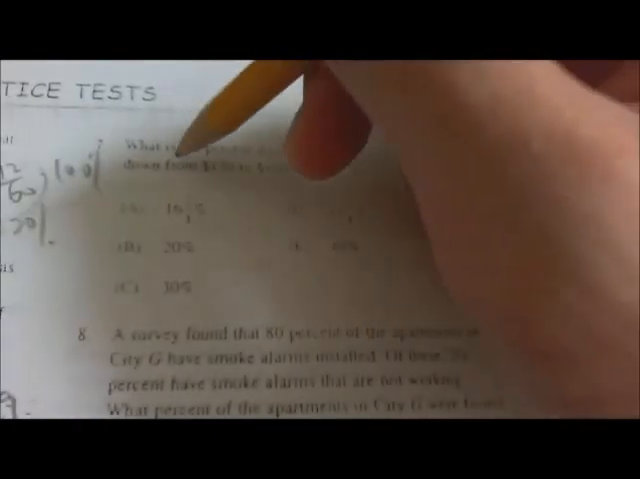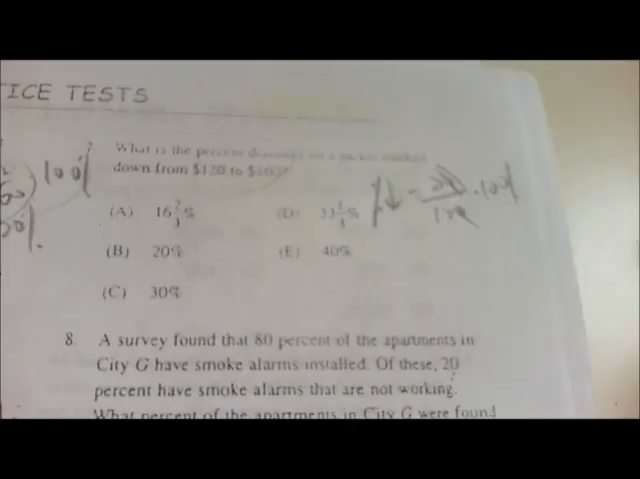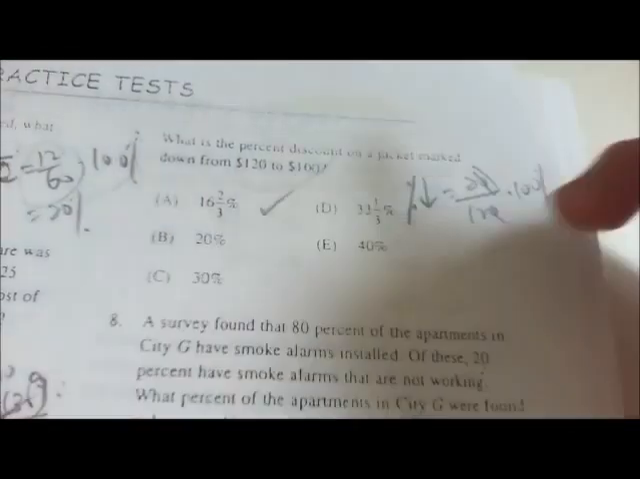Number 7. Percent of discount from 120 to 100. Percent of discount means the drop. The drop is $20 over the original, 120, times 100%. Again, you see this is 1 over 6 again. 1 over 6 is 16 and 2/3%.